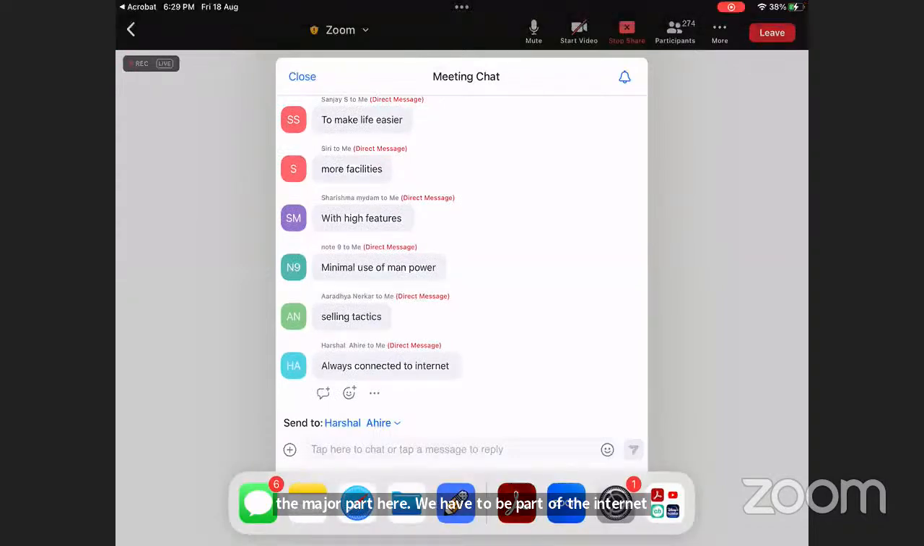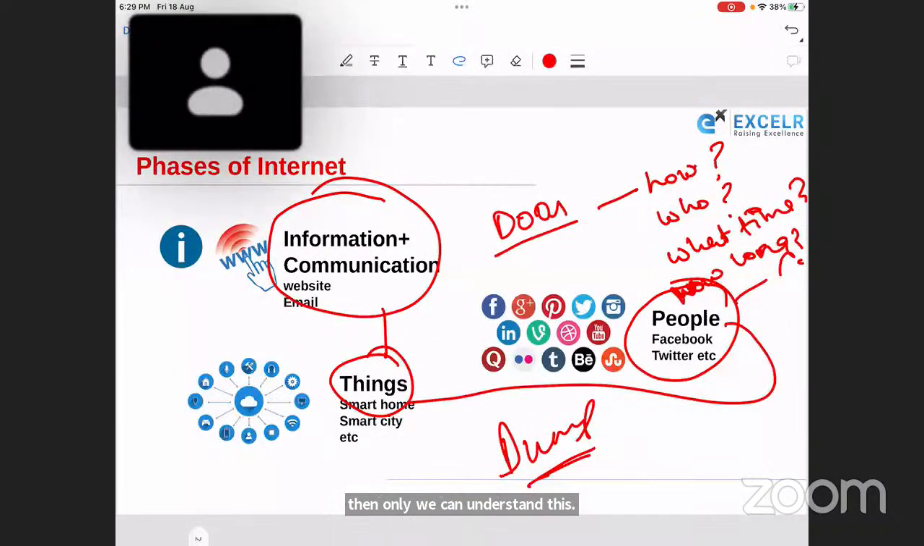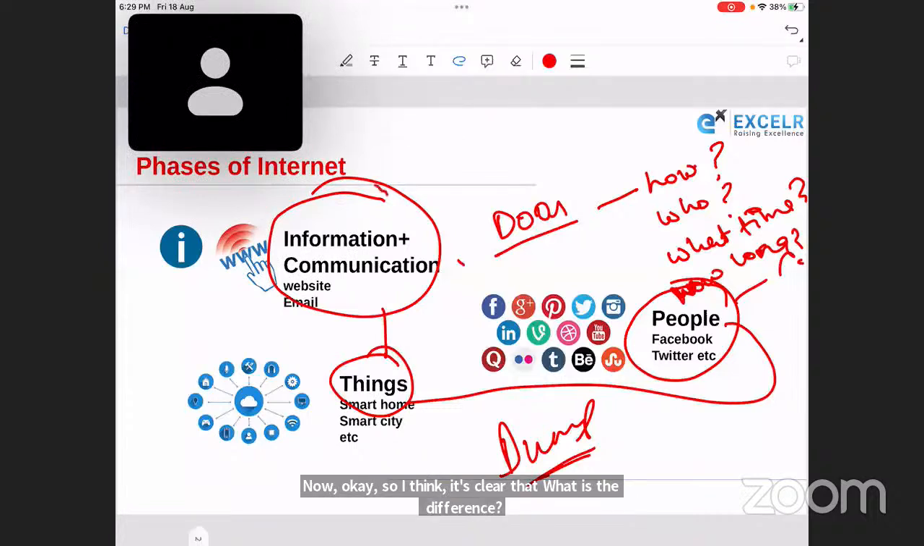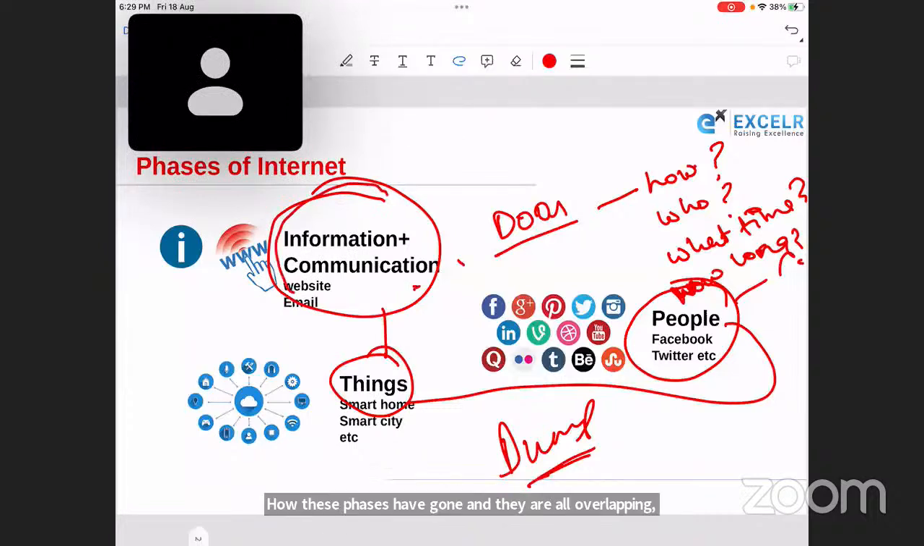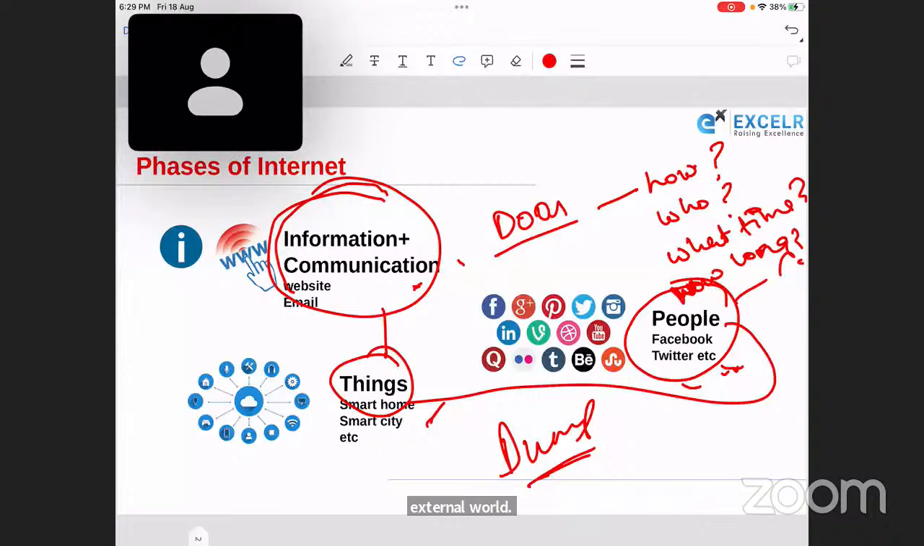So I think it's clear what the difference is and how these phases have gone, and they are all overlapping, right? So information communication is still there. People's internet is still there. Things have only been added. Don't think that if an electronic device doesn't communicate to the external world, it is a smart thing. It is not part of IoT.